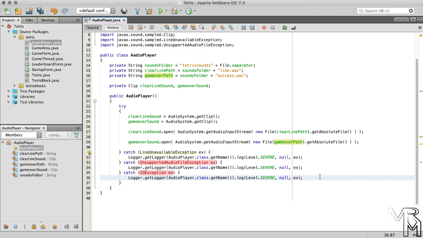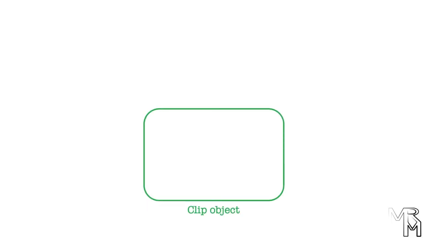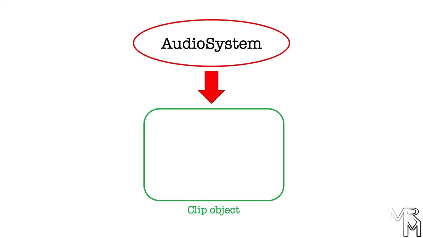Before we move on, let's summarize what we just did. To play sounds, we need to get a separate clip object for each of the sounds. Clip objects are sort of managed and distributed by the AudioSystem class. When we get a clip object from the AudioSystem, we can't do much with it. It's just an empty placeholder that can play sounds. And we need to give it a sound file to play by calling the open method on the clip.